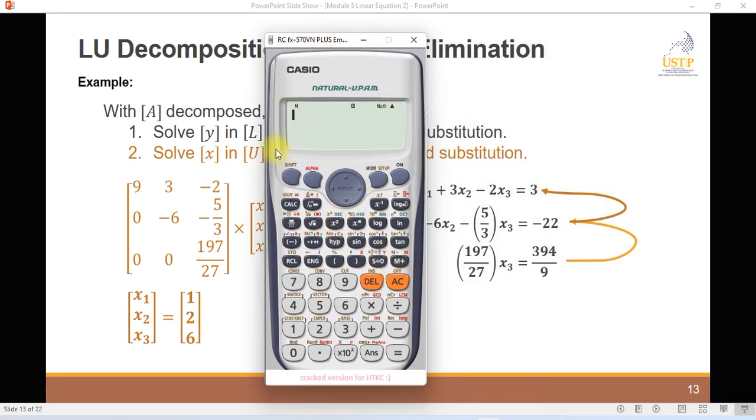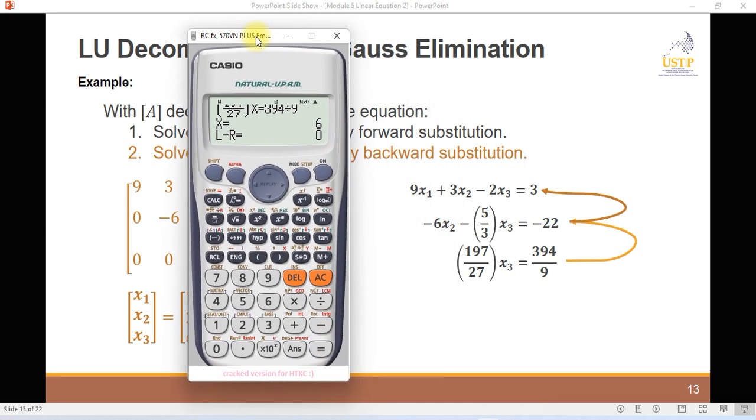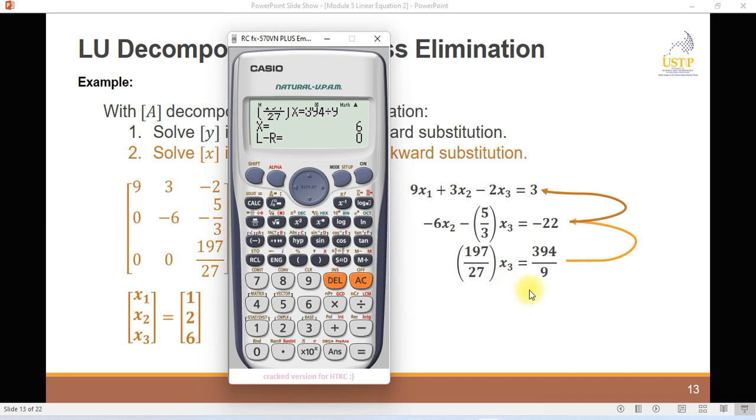And then, from this equation, you will just input this 197 over 27 multiplied by alpha x, because that is our unknown, equals 394 over 9. So we'll just solve for x. So our answer is 6. And then since 6 is equal to x3, we will just let it be c. Just to note that in the calculator these values are a, b, and c. So let's shift then store it to c.